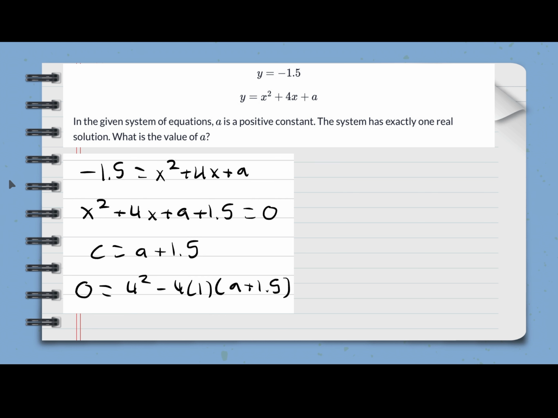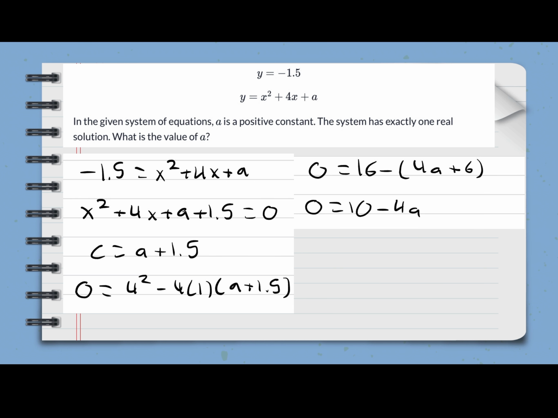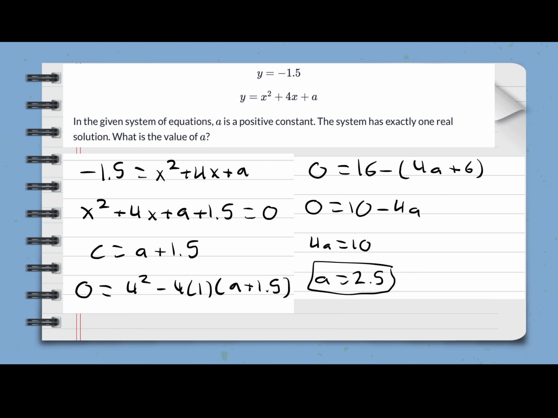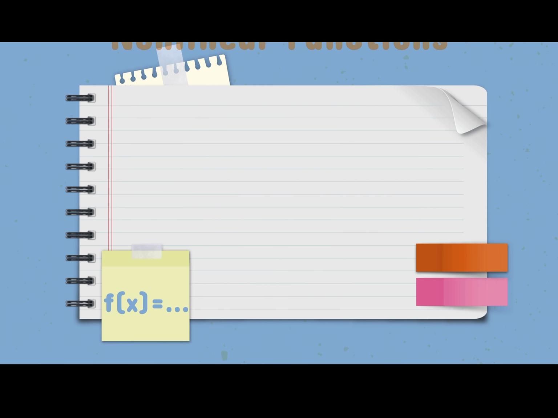So again, like before, you set up this equation, and then you have 0 equals 4 squared minus 4 times 1, which is the coefficient for a. Then b is the coefficient of 4. And then c is a plus 1.5. So you solve it out and solve for a. You'll end up simplifying and getting 4a over 10, which is 2.5.